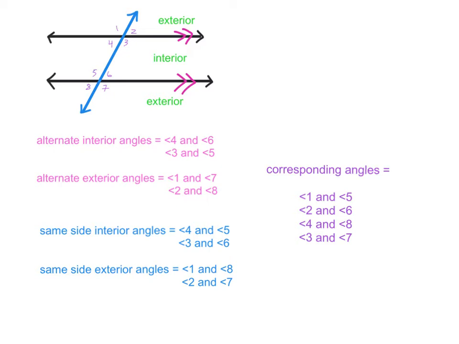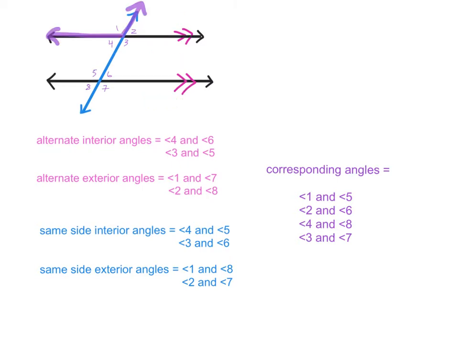Welcome back. So in the last video, we talked about all of the vocab words you see on this screen, right? We talked about interior and exterior, and alternate interior angles, alternate exterior angles, and so on and so on. So what's the point of this video? Well, this video is now going to explore these angles and say, hey, what's the relationship between 4 and 6? What's the relationship between 2 and 7?